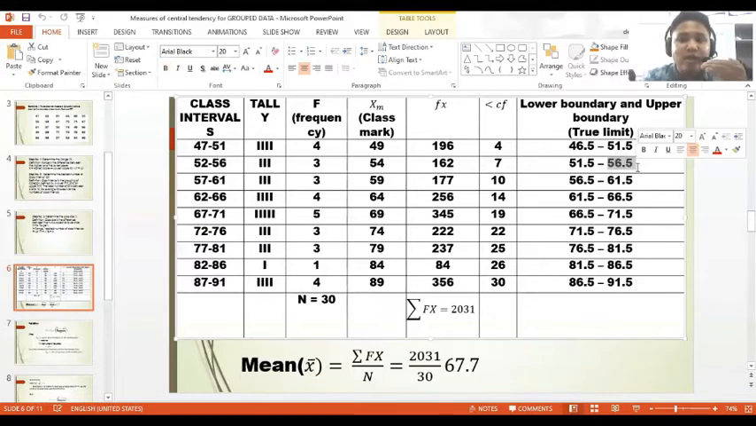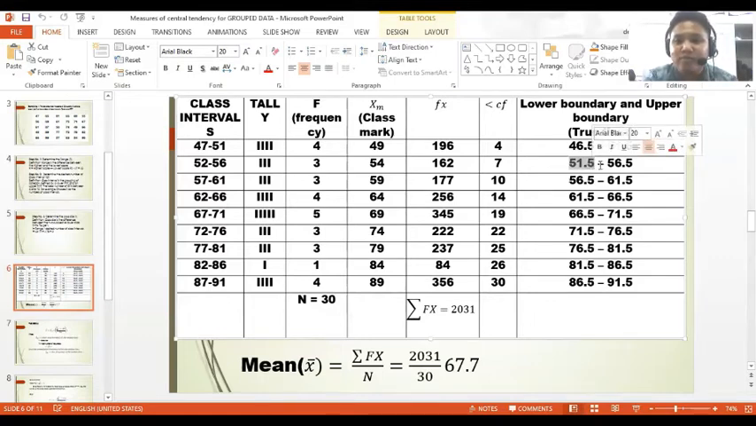Actually, meron tayong hint dyan para mas madali mo na lang masagutan dito. Yung mga number dito na sa dulo niya, 51.5, 56.5, 61.5, pwede mong gamitin na lang dito. Hindi ka na lang magsosolve. Yun na lang yung hint, kumbaga.